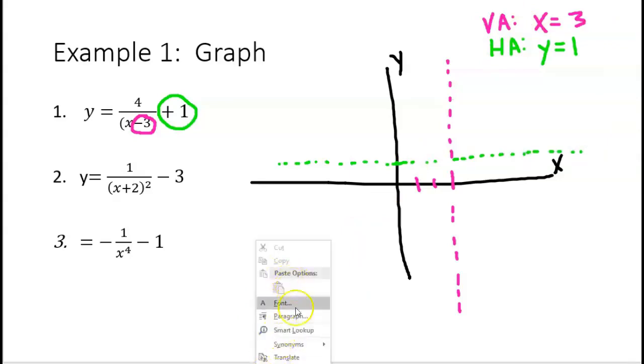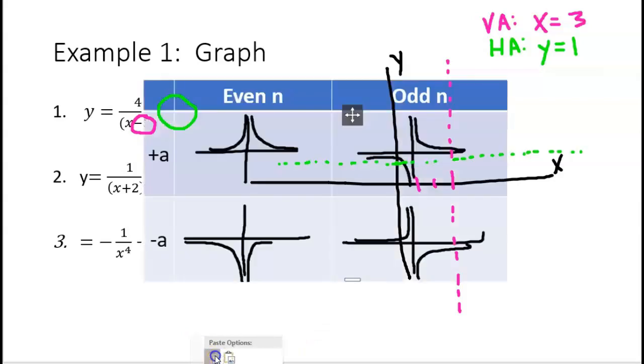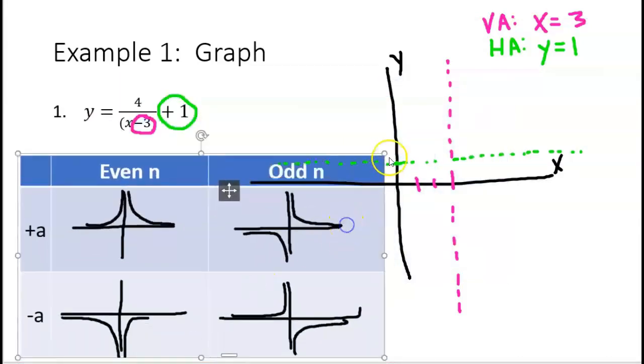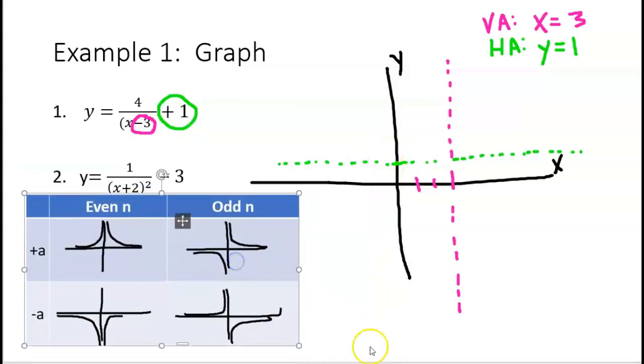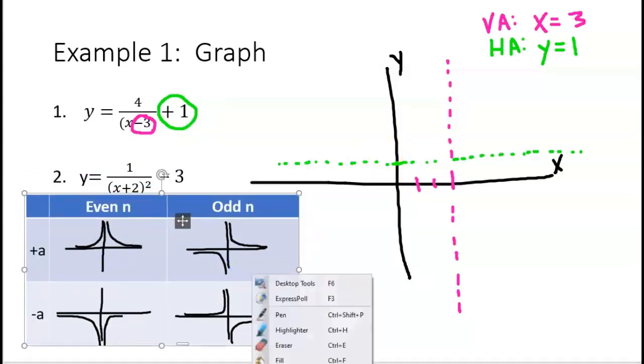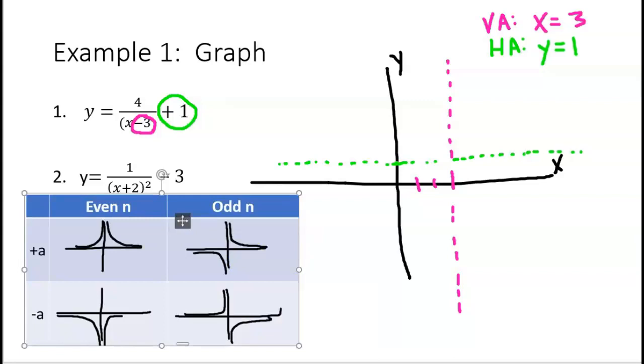Now, basically, I have 4 shapes that I need to choose from. Here are my 4 options. Now, let's take a look and see which shape it's going to be. I have a positive fraction, and my power is odd. So I've got a positive fraction and an odd power. So I'm going to be graphing my graph to look like this. So my final answer will look something like this.